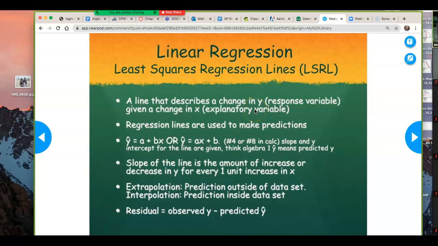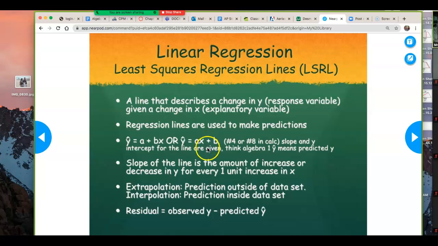So the line measures changes in x and y, and it's given by the equation y equals a plus bx. There's another lin reg, ax plus b. We don't use that one unless you go on to another class, like Hancock College uses ax plus b in statistics. Regression lines are used to make predictions. That's the goal. We want to say how accurate is our prediction.